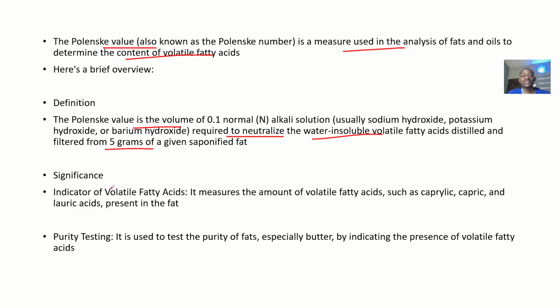So what is the significance of a Polenske value? It is an indicator of volatile fatty acid, particularly the insoluble type. So it measures the amount of volatile fatty acids such as caprylic acid, capric acid, lauric acid, which are present in fats.